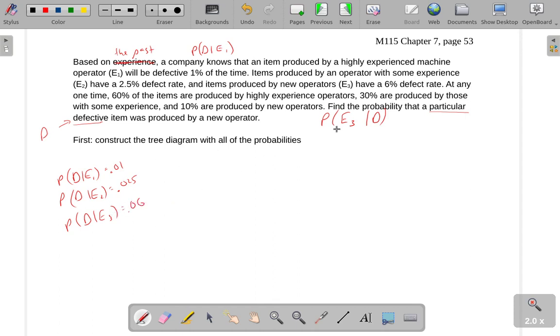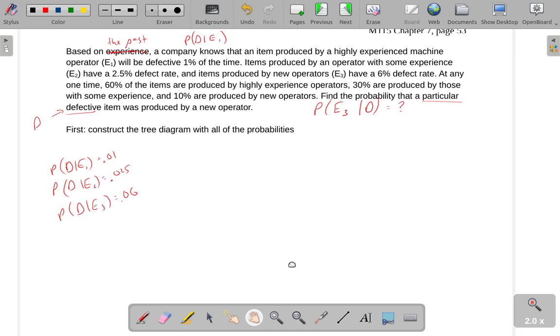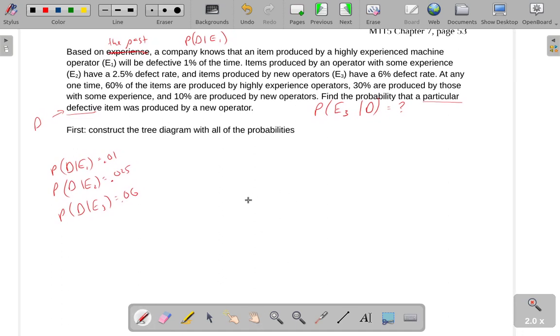0.06. We're trying to find the probability of E3 given D, but we're given probabilities of D given each of the experience levels. So you can see we're trying to flip this condition around. We're given the condition of E1, E2, and E3, and we're trying to flip it around and get the probability of E3 given D. This is exactly where we use Bayes' theorem. So in order to use Bayes' theorem, I need to set this up as a tree diagram.